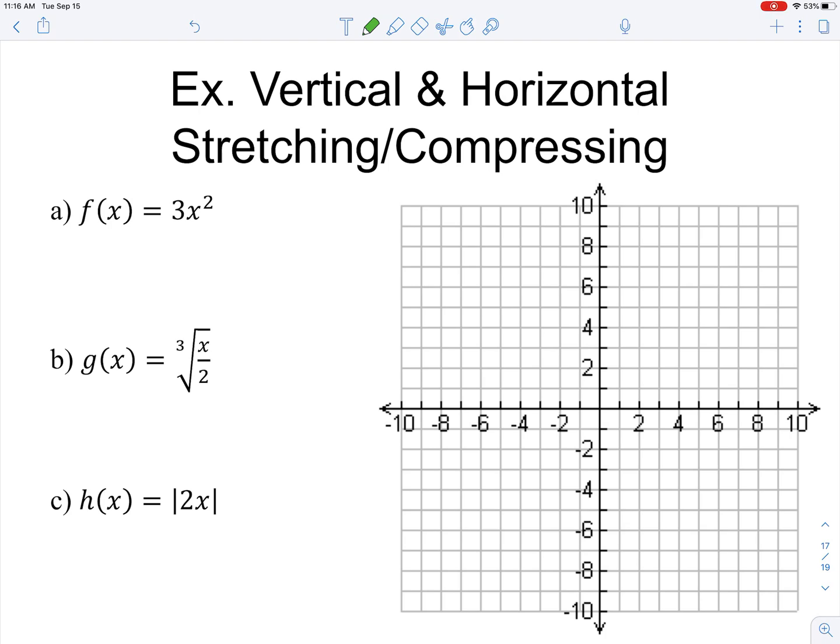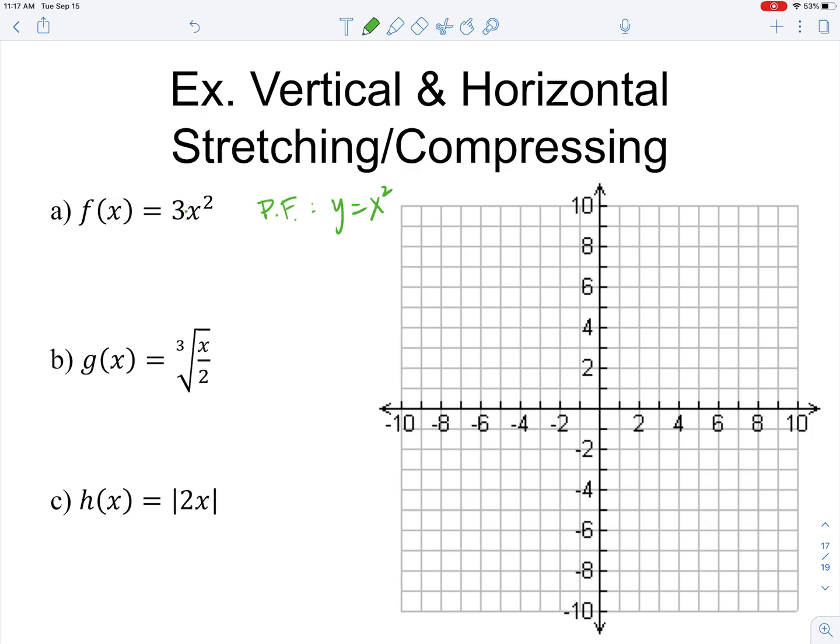Okay, so let's look at some other examples. The parent function for f of x would be x squared. So I'm thinking about that parent function x squared that has points at (0, 0), (1, 1), (-1, 1), (2, 4), (-2, 4). So I'm going to be thinking about transforming those points.